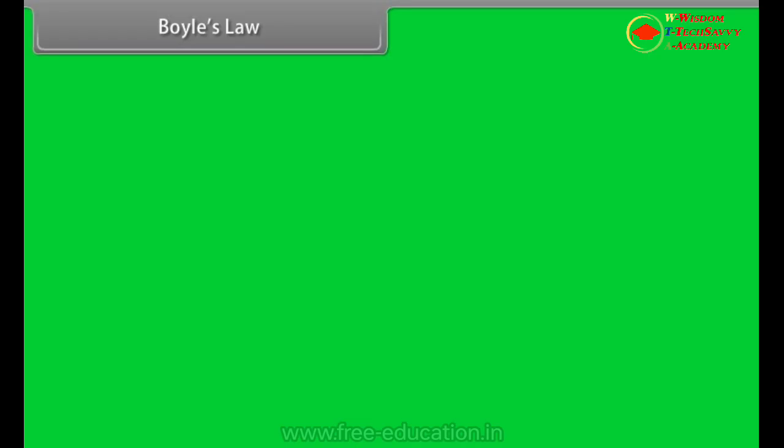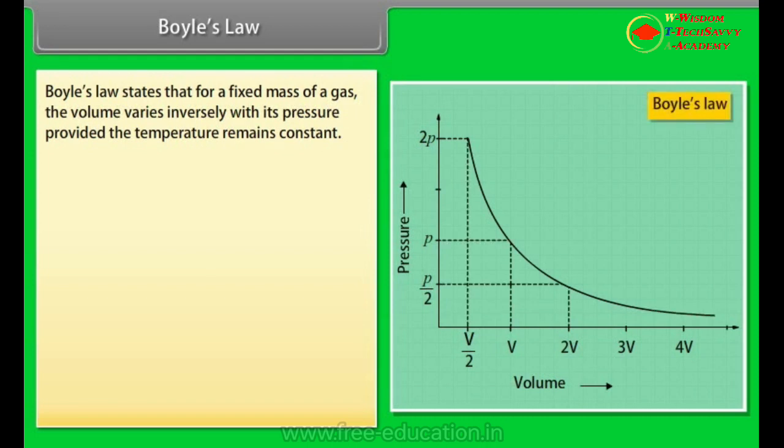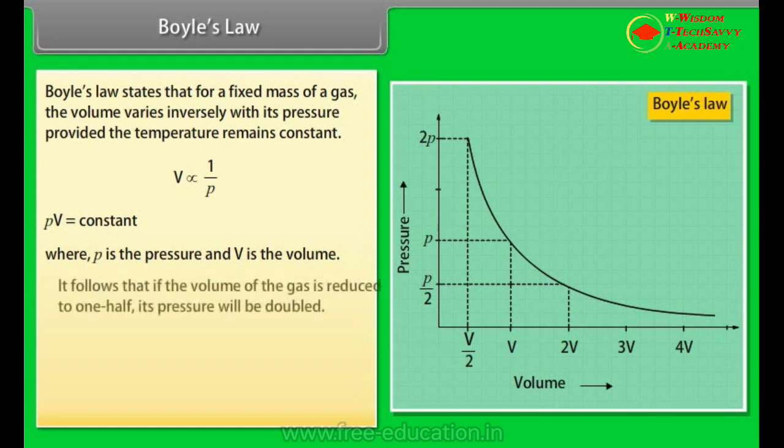Boyle's law. Boyle's law states that for a fixed mass of a gas, the volume varies inversely with its pressure provided the temperature remains constant. PV = constant, where P is the pressure and V is the volume. It follows that if the volume of the gas is reduced to 1/2, its pressure will be doubled.